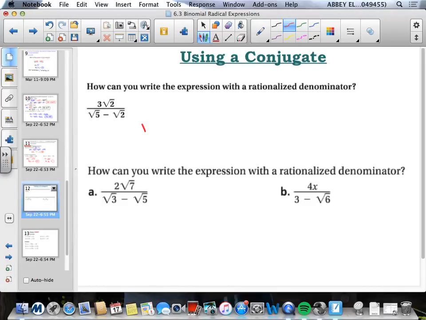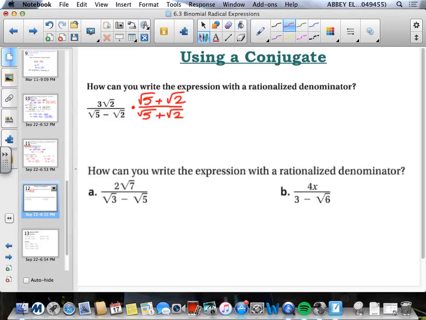So here I multiply by my conjugate. If I have the square root of 5 minus the square root of 2, I'm going to have the square root of 5 plus the square root of 2, and I have to multiply by that on top and bottom. Okay. And then from here, this just became a multiplication game, really.